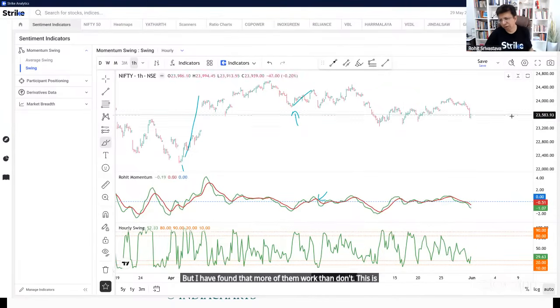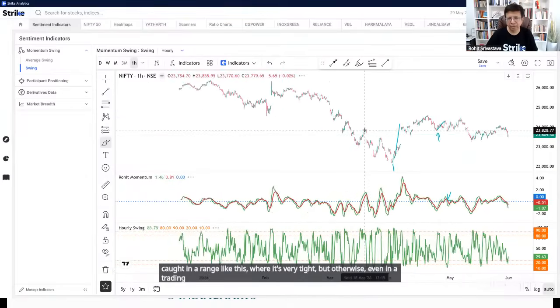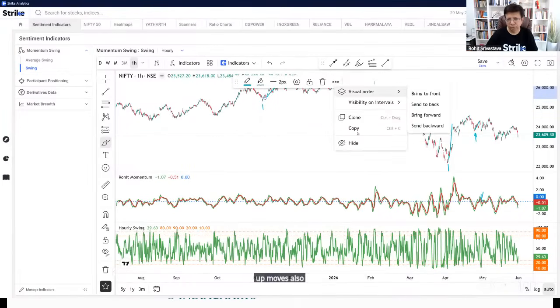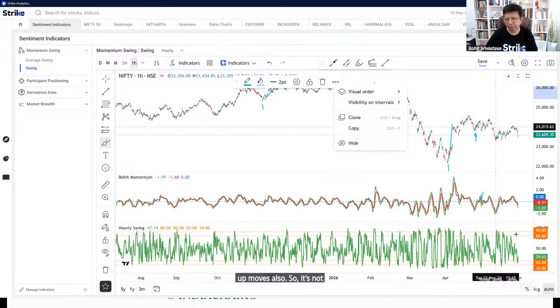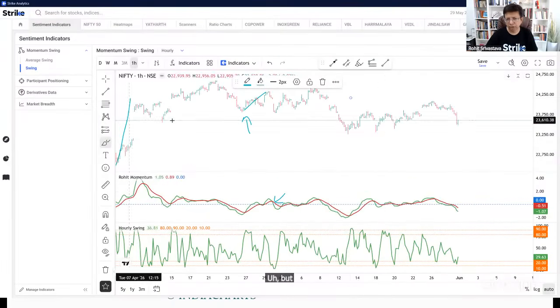Sometimes you're caught in a range like this where it's very tight. But otherwise, even in a trading range, I find that sometimes, like here, when we got buy signals, you got meaningful up moves also. So it's not happened this time. We've been very, very narrow. But we can't stop trying.